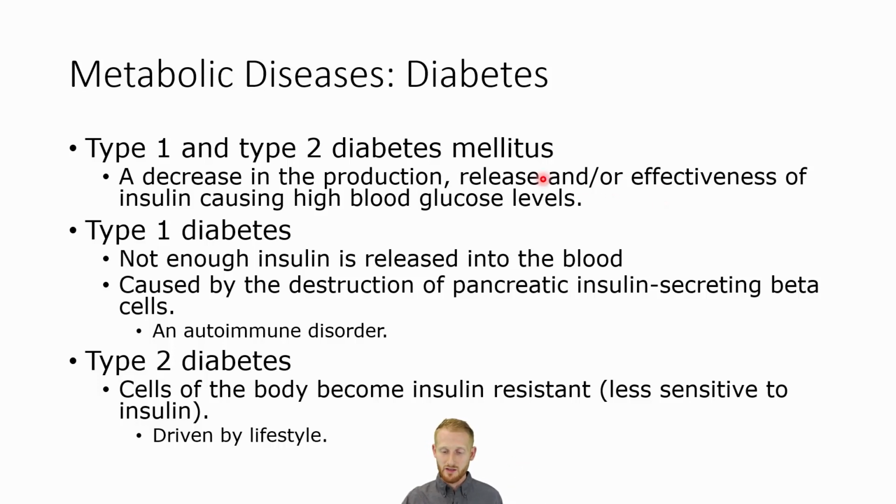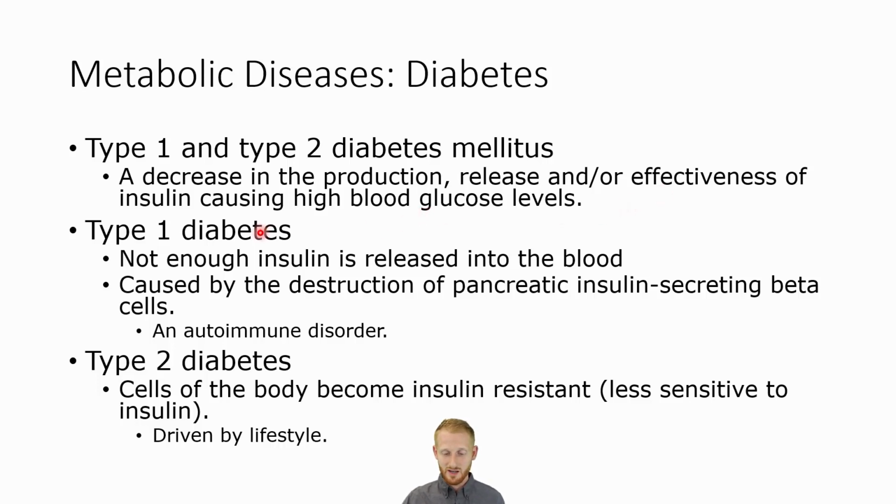So if you have an issue with how much insulin you're producing, how much insulin you're releasing, or how effective, how sensitive your body is to that insulin, that's going to mean you're going to have a higher amount of glucose in your blood, just walking around, sort of at rest, and that can over time cause a lot of issues, cardiovascular disease, and lots of other problems. So let's talk about the different types of diabetes now.